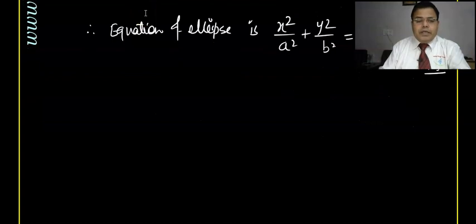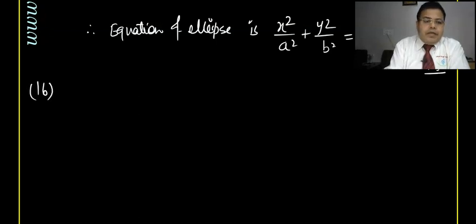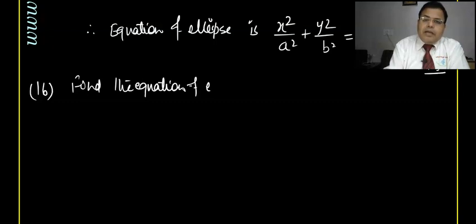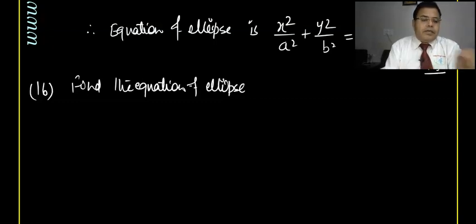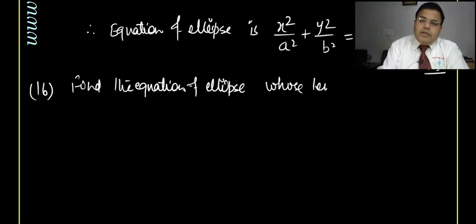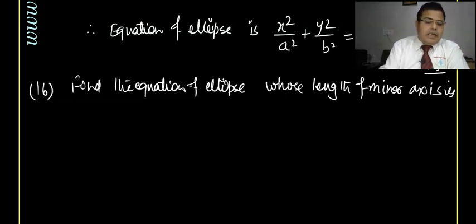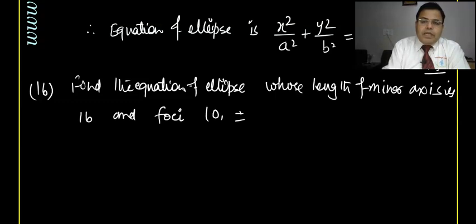Now the next question that we have to calculate is question number 16, and 16 is again: find the equation of ellipse whose length of minor axis is 16 and foci are 0 plus minus 6.